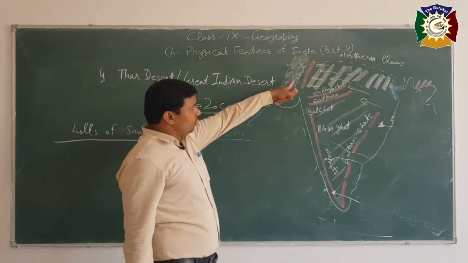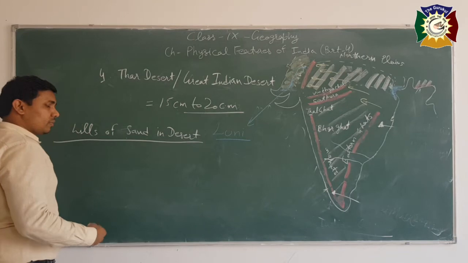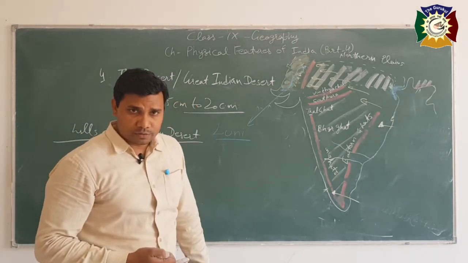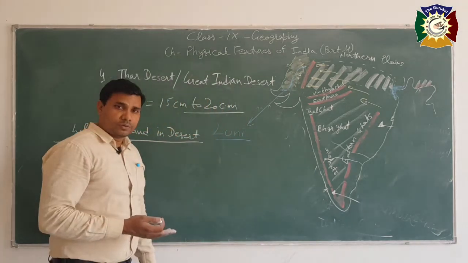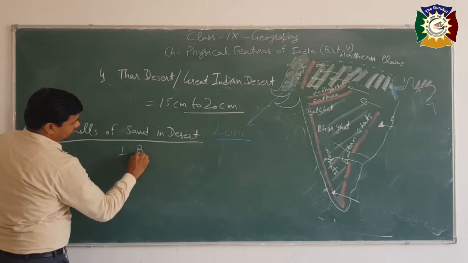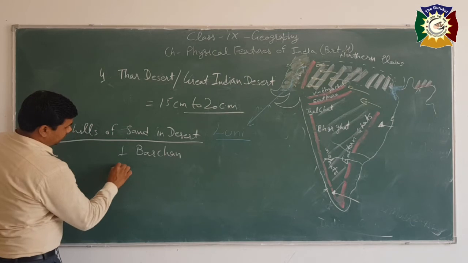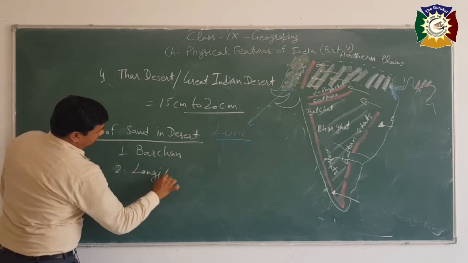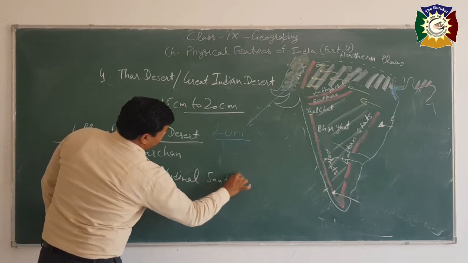अब ये जो sand dunes हैं ये दो तरह के पाए जाते हैं. Actually, we have so many types of sand dunes, but in the book only two types are given here. First is Barchan and second is longitudinal sand dunes.